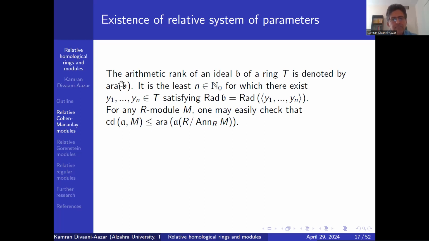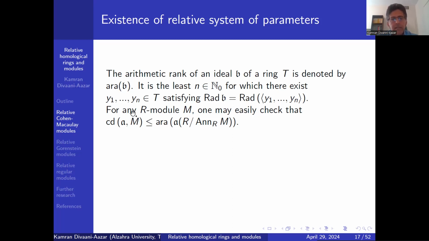Let B be an ideal of a ring T. By the arithmetic rank of B, which is denoted by this symbol, we mean the least non-negative integer n such that there exist elements y1 up to yn in T such that the radical of B is equal to the radical of the ideal generated by these elements.